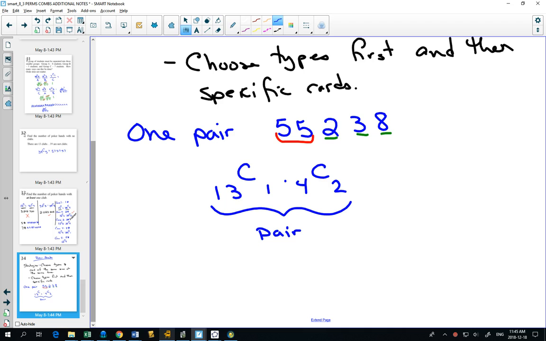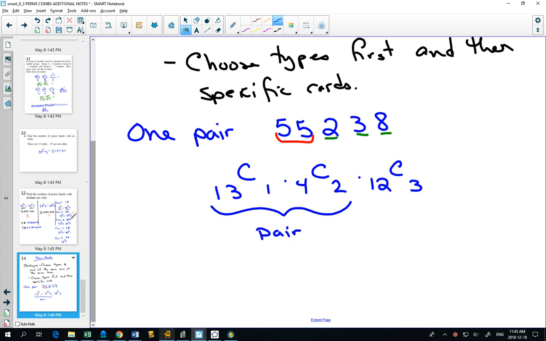Then I need to have 3 single cards. Those are all the same size because they're single cards. It's not a different hand if I get the 2 of hearts, 3 of diamonds, 8 of clubs, or the 3 of diamonds, 2 of hearts, 8 of clubs. The order doesn't matter. So I need to choose those types at the same time. How many types are left? 12. Because you can't have the 5s anymore because they've already been used.